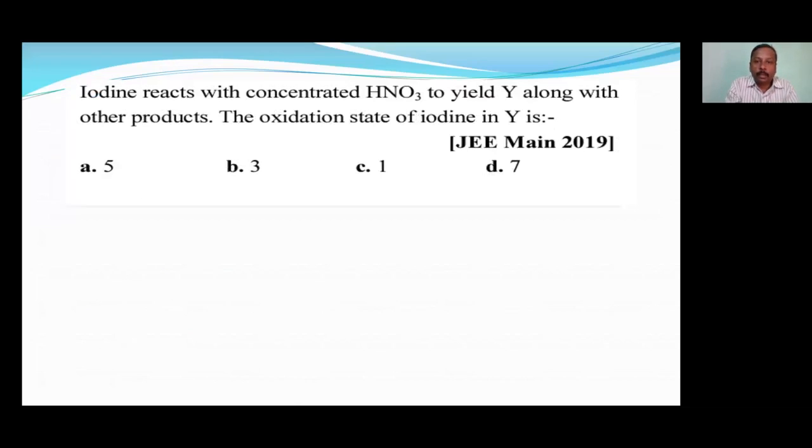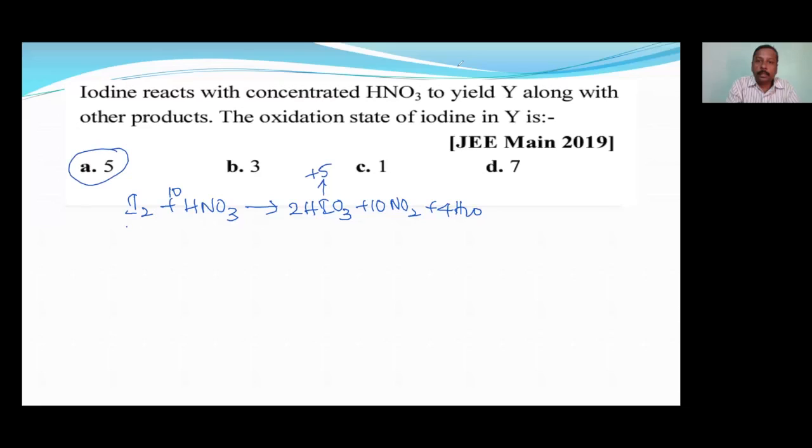Iodine reacts with concentrated HNO3 to give Y along with other products. What is the oxidation state of iodine in Y? Here iodine reacts with concentrated HNO3. This is the reaction, and the oxidation number of iodine in HIO3 is +5. So the answer is A. Now let's see the next question.